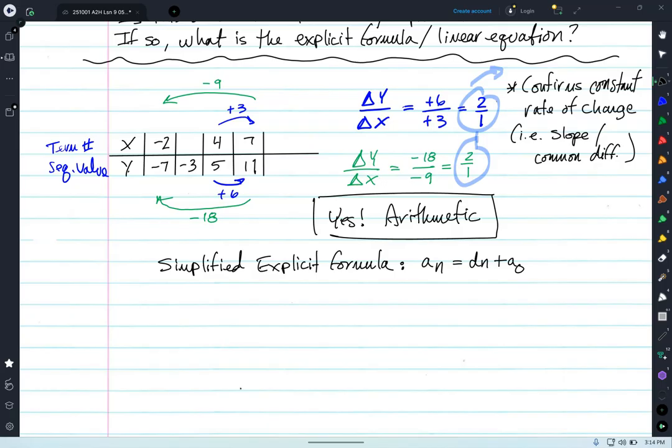Do you understand what that means? A sub n is equal to d times n plus a sub 0. Could you tell me what each one of those terms means in there? Okay, right? A sub n is any term in the sequence. D is the common difference. N is the term number. A sub 0 is the 0th term. Okay, good.